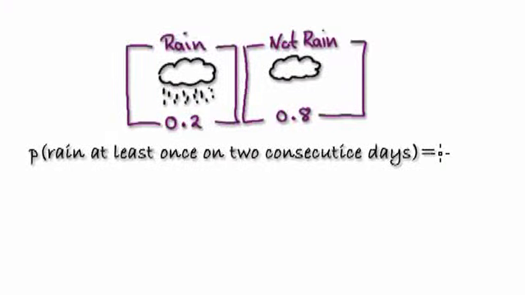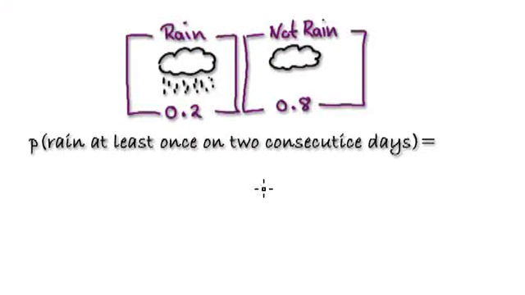Okay, so what is the probability of it raining at least once on two days next to each other? Use the tree diagram rather than the table, as the table diagram's not good for this scenario here. Anyway, do what you want. Find out the probability of it raining at least once on 2 consecutive days. So press pause and have a go.